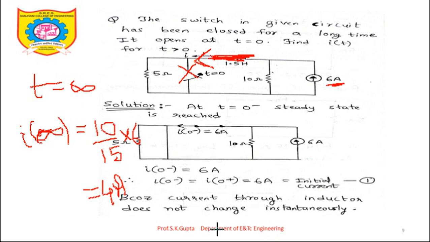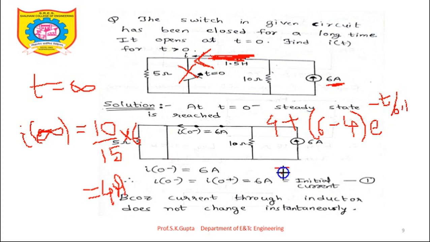So use the equation: final value 4 plus initial minus final, initial is 6 minus final is 4, e raised to power minus t by tau, tau is 0.1. So 0.1 second will come in the denominator, 1 upon 0.1 is 10. So my final answer is 4, 6 minus 4 is 2, so 4 plus 2 e raised to power minus 10t is the answer.